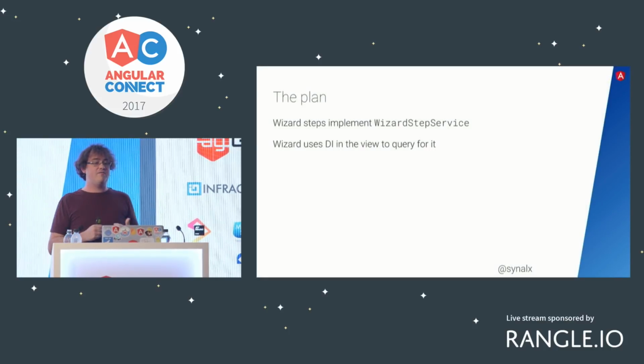So our plan is to have each wizard step implement an interface. Right? This is a common API that our wizard is going to depend on. And using a DI query, the wizard can then read the service from every step without necessarily knowing what type the step is in the first place.